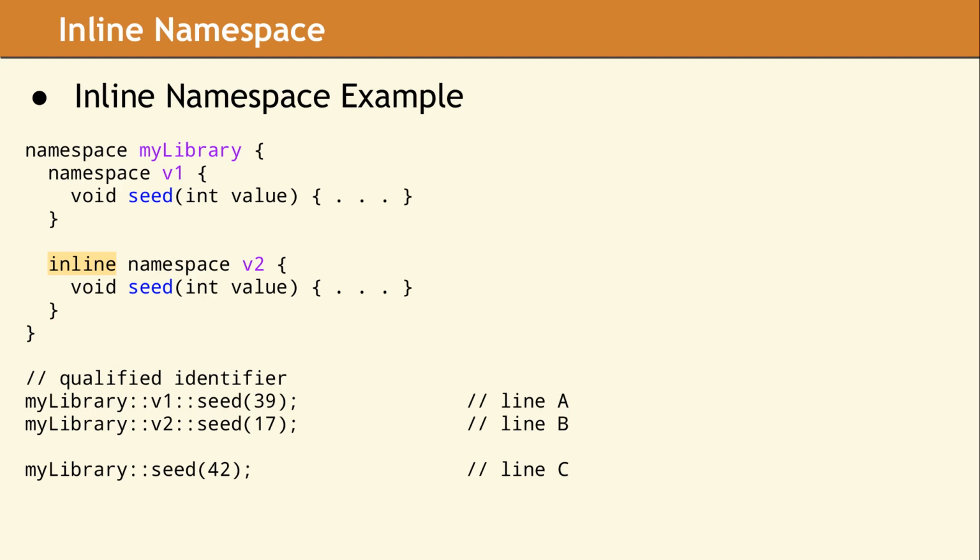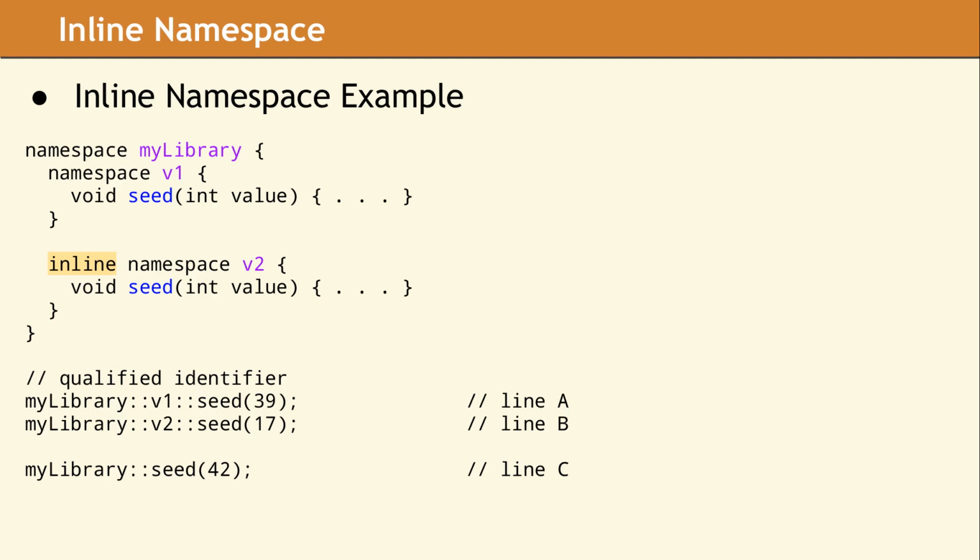So here is our example of an inline namespace. The code is the same as the last example, except the using directive has been removed, and the keyword inline was added preceding the v2 namespace declaration. The code on lines A and B still work as expected, since they are qualified, just as before. The code on line C will call the function seed located in the v2 namespace because of the addition of the inline keyword.